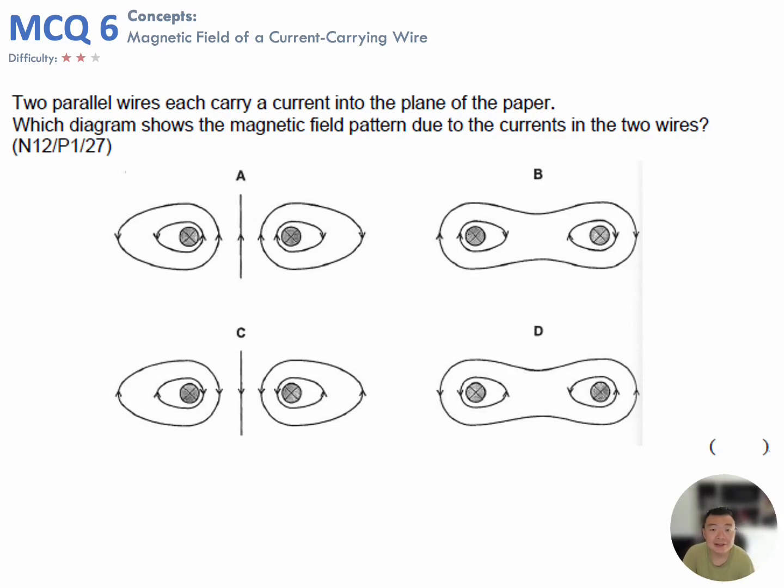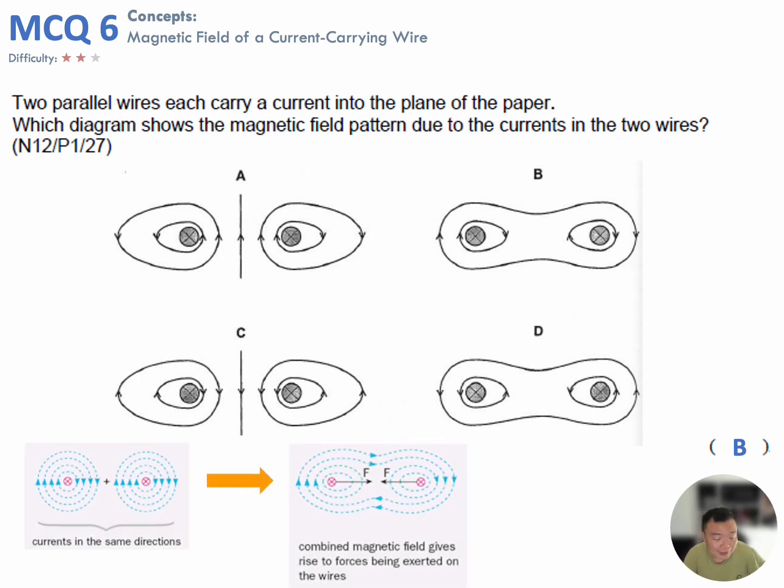This is a question on two current carrying wires, and you are to determine the resultant magnetic field patterns. So the answer to this question is B, and we can either memorize the magnetic field line pattern, or we can just use our right hand grip rule and apply it on each of the wires. We are given that these wires carry current that is going into your paper or into the screen.